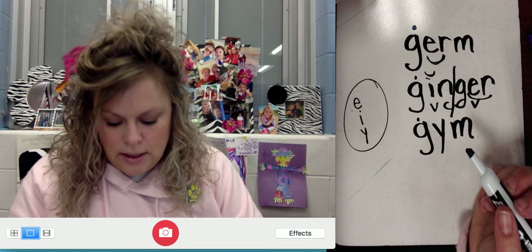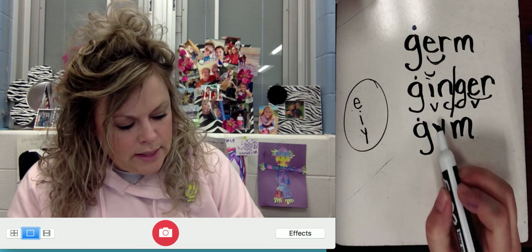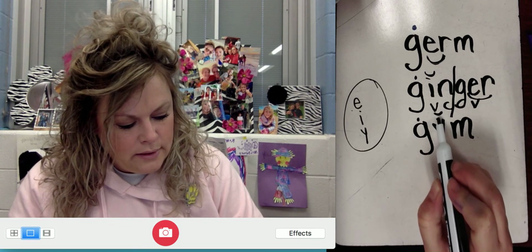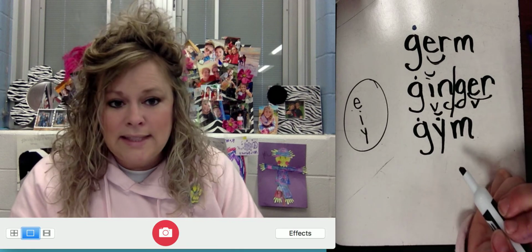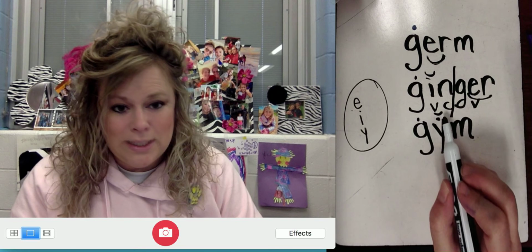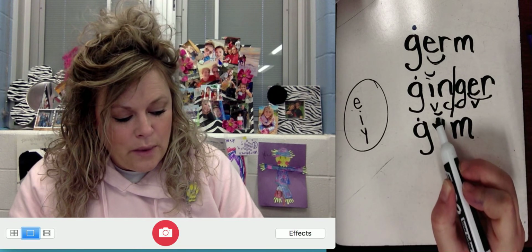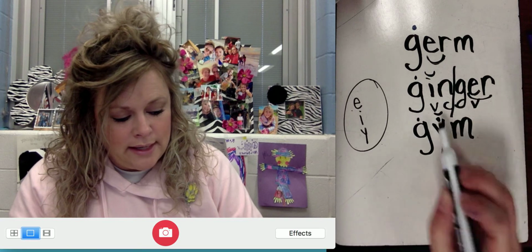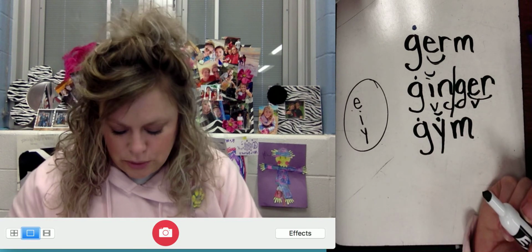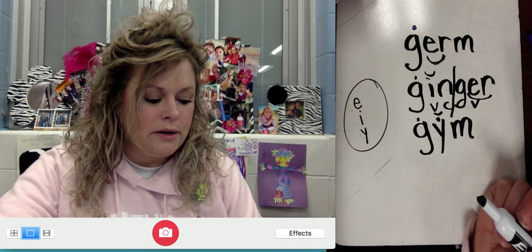And gym is a tricky one. Here's how we code the Y. Because it's acting like a vowel and it sounds like a short I, so it's breathed. So it's acting like a vowel, Y, so it's dotted, and then it's breathed because it sounds like a short I sound. Okay? All right, so we've had the letter card G in the past.